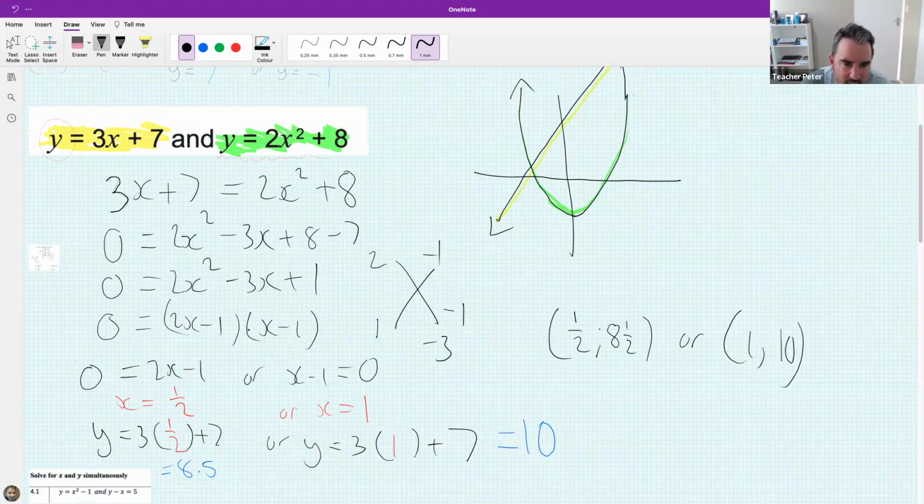Let's just check that we haven't made any silly mistakes here. 2x squared minus x minus 2x minus x, 3x plus 1 is fine. A half and 1. Yes, that's correct. So my drawing is just not very good to scale. But we should get a half, 8.5, and 1, 10. 3x plus 7. Yeah, perfectly happy there.